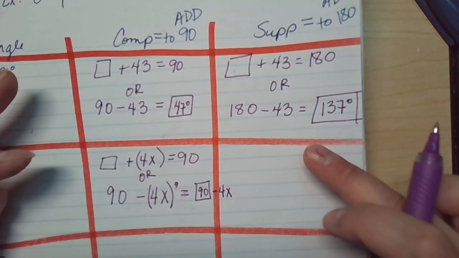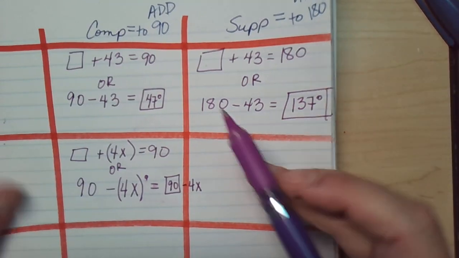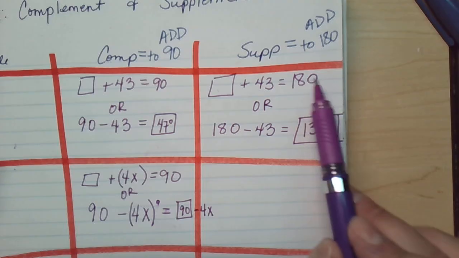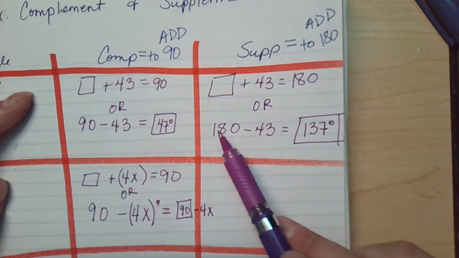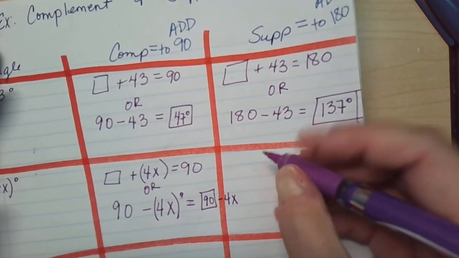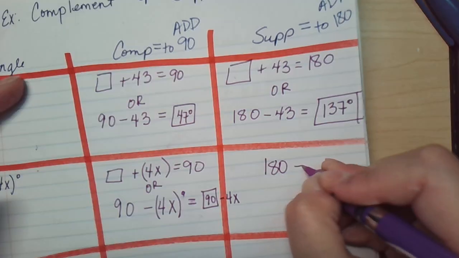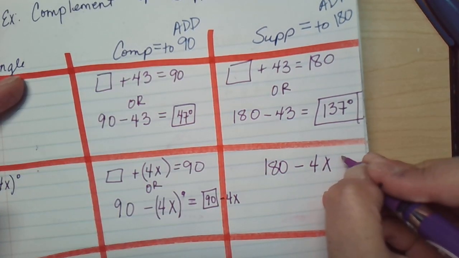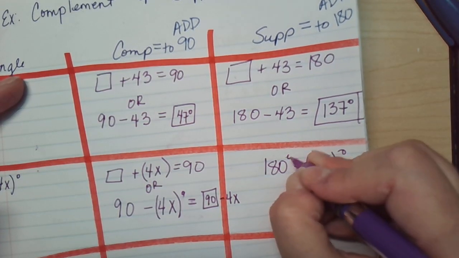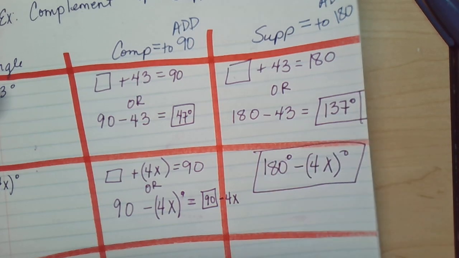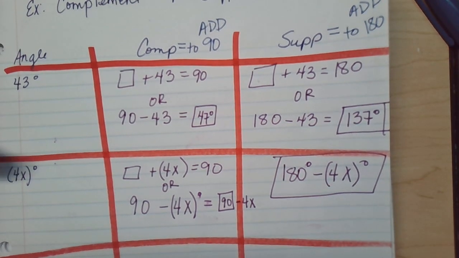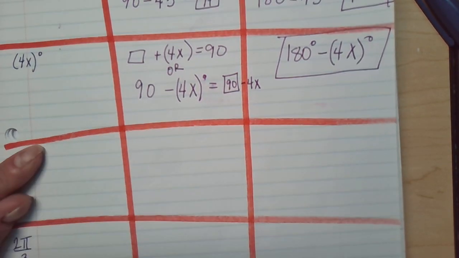Okay, let's look at the supplementary. Instead of saying something plus 4x equals 180, I'm going to say 180 minus my something. So 180 minus 4x. That's my supplementary.